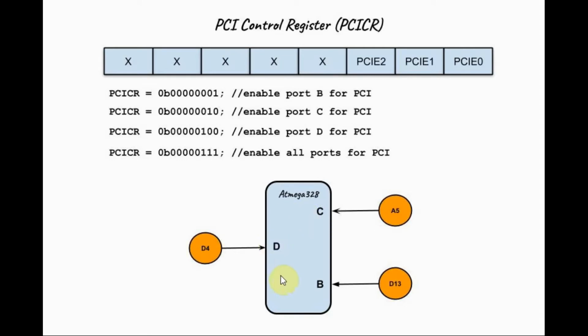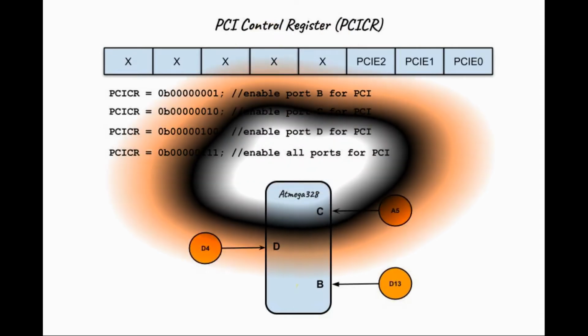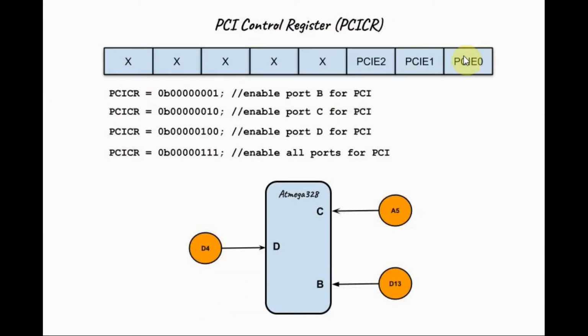So the first thing we need to do to reprogram these 3 I/O pins as PCI pins is to program this register here, the PCI control register inside the Atmega 328 microcontroller. By setting this bit here to 1, we enable port B for PCI. This bit here will enable port C, and this bit here would enable port D. And these are the C++ instructions we need to write in our code to enable the ports. We can either enable each port individually, or we can just enable all the ports for PCI.